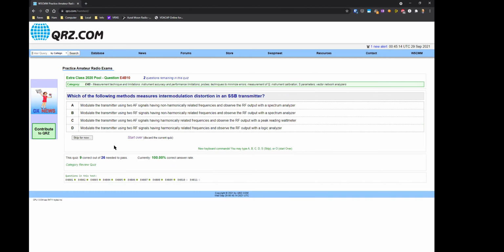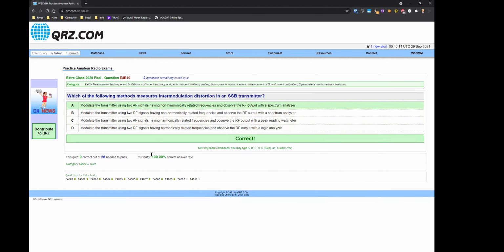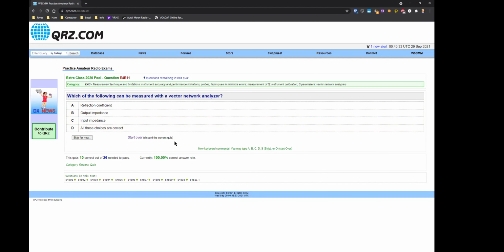Which of the following methods measures intermodulation distortion in a single sideband transmitter? That could be A. Yeah, they're audio frequency and they're non-related.